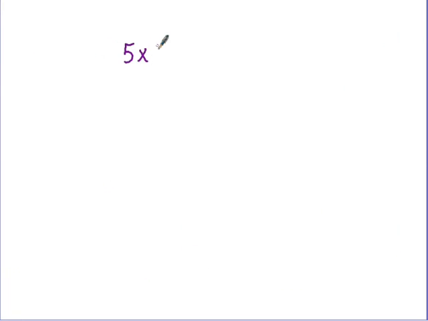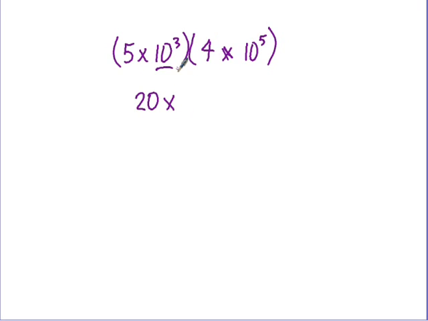Okay, so let's just do an easy one. 5 times 10 to the 3rd times 4 times 10 to the 5th. So we multiply the front numbers and we get 20. We multiply the powers of 10, we get 10 to the 8th. Right? But this isn't in scientific notation because the front needs to be a number between 1 and 10. So we go back and we make this 2.0 instead of 20.